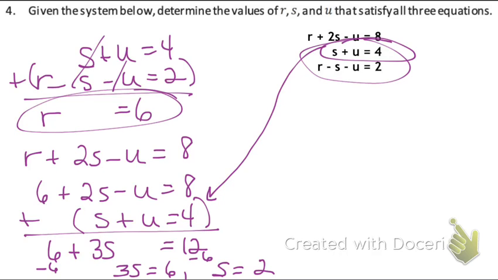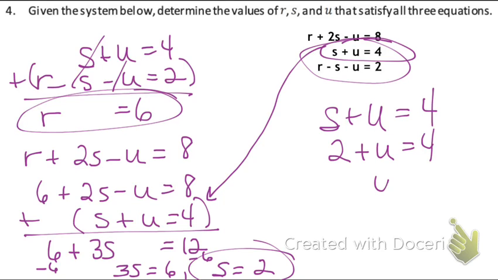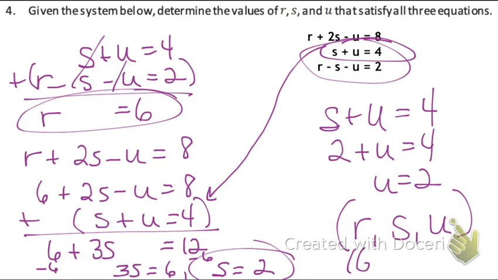So I know my r, I know my s. I'm finding these one thing at a time. Okay, and now I can just say, well, I know that I have this equation, s plus u equals 4. So 2 plus u equals 4, u equals 2. So if I put them in the form of r, s, u, it's going to be 6, 2, 2. R equals 6, s equals 2, u equals 2. Those are their values. We're going to stop here for this video.